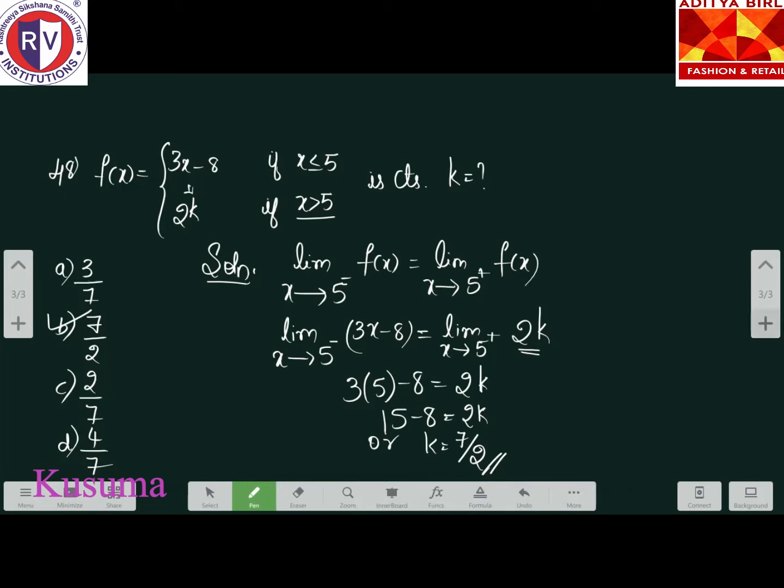Look at question number 49. This question was both in the 2015 paper and the 2016 paper.